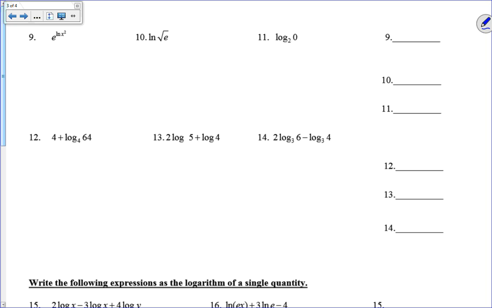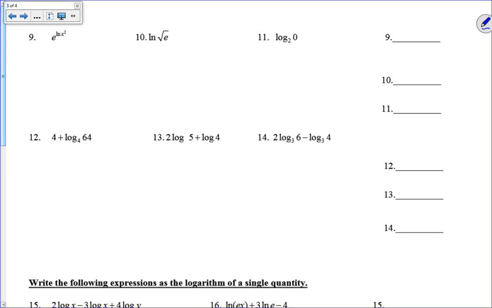Okay, so we have this e. Now we're working with e, right? We have e to the ln x squared power. So what form is this in? What type of problem? What type of exponential, right? So we know that we can take it into log form, and then since we're using e, we're going to use natural log along the way.